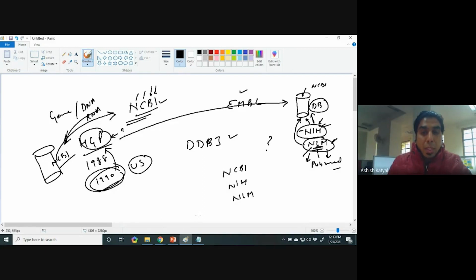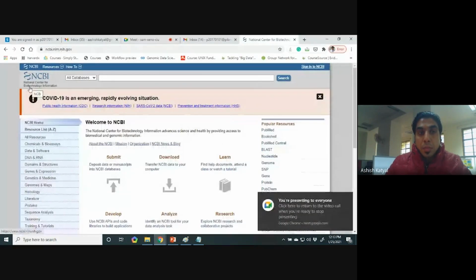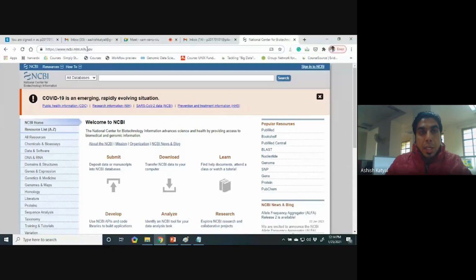So they make a website or a database. Right now it is there, and it is free of cost to everyone. So they make that: ncbi.nlm.nih.gov. Gov is for government use, or you can say open to all. So we have made this, and this is the website of the NCBI: NCBI, NLM, NIH, and GOV.